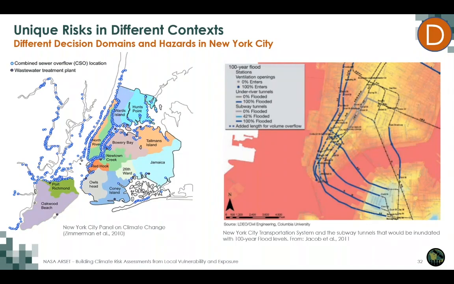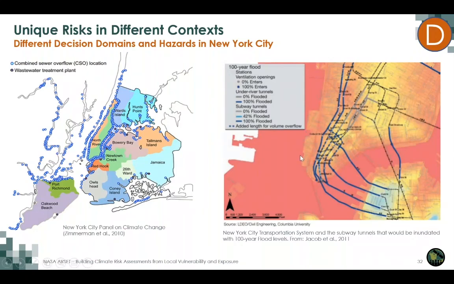And we'll talk later about what that means for their exposure to different types of coastal risks. But the stakeholders in New York City who are responsible for these water treatment plants and sewers are quite different than the stakeholders who are responsible for the subway systems that run through New York.